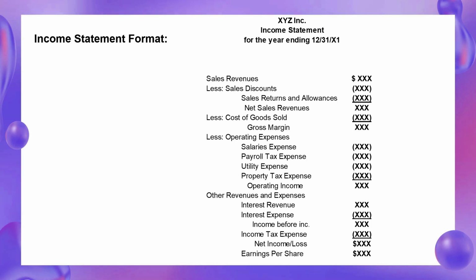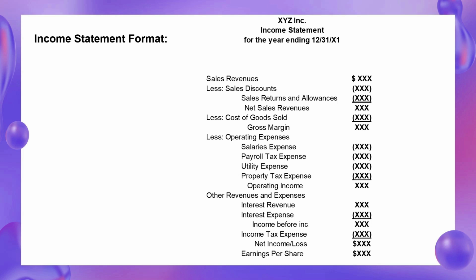Today we're going to discuss complications in some of the common operating expenses of a business. Let's begin by reviewing an income statement. This income statement is prepared in what is sometimes referred to as a multiple-step format. The income statement is always for a period of time. It's for the year ending 12/31/X1.